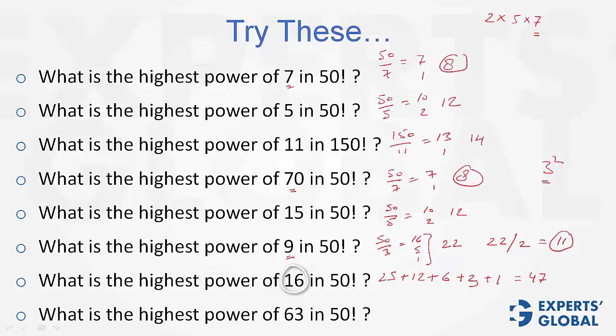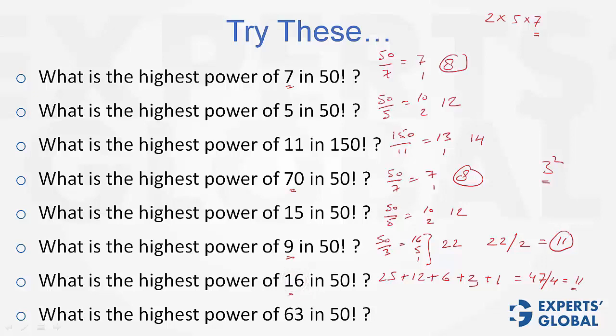However, 47 is not the correct answer. 47 is the highest power of 2. For 16, we need groups of 4 2's. How many such groups are possible? The answer is 47 divided by 4. Always ignore the fractional part. The answer is 11. That's our answer.